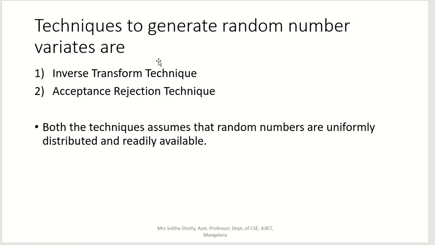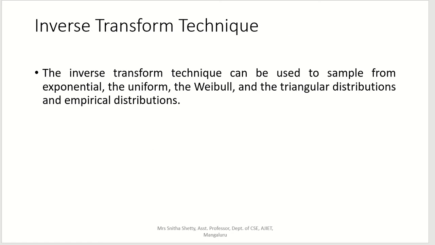In this session, I'll be talking about the inverse transform technique. So what is the inverse transform technique? The inverse transform technique can be used to sample from exponential, uniform, Weibull, triangular and empirical distributions. Here it generates the random variate which will support exponential distribution, uniform distribution, Weibull distribution, triangular distribution and empirical distribution.